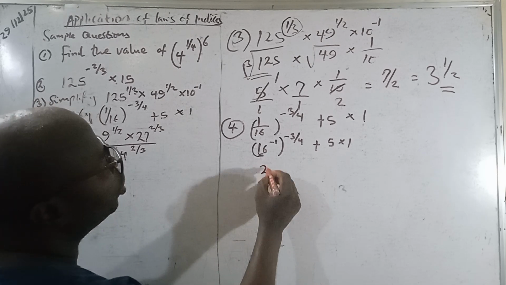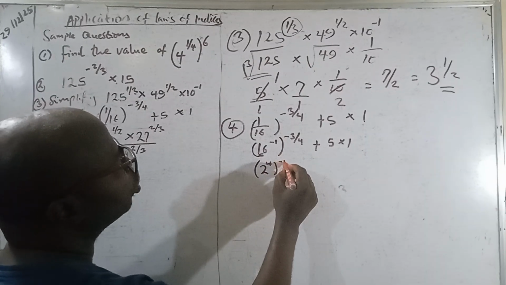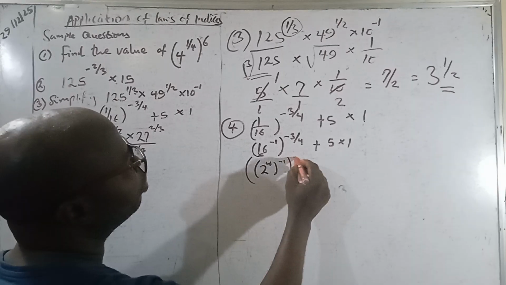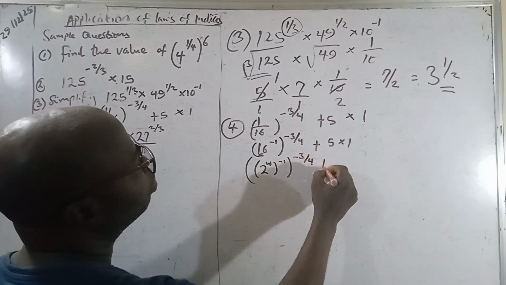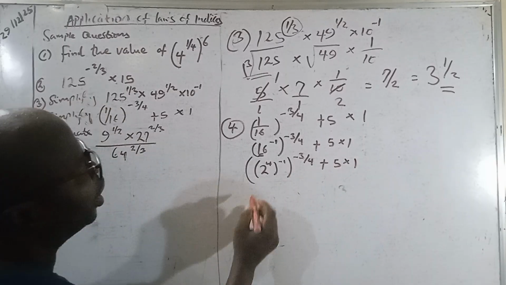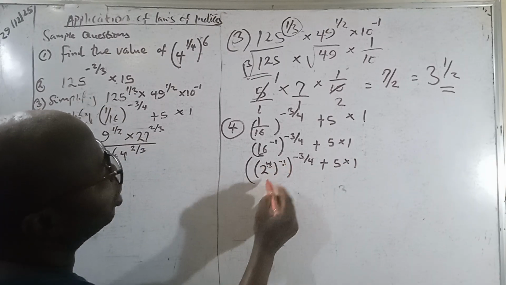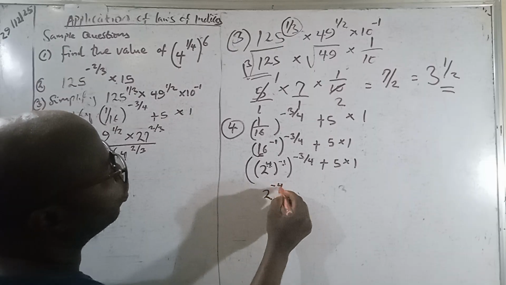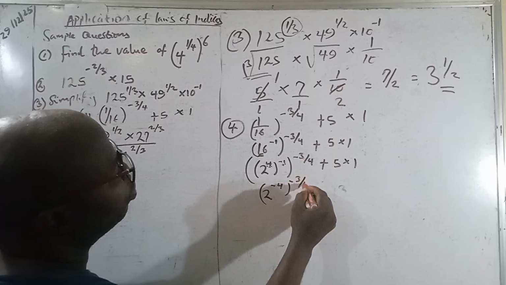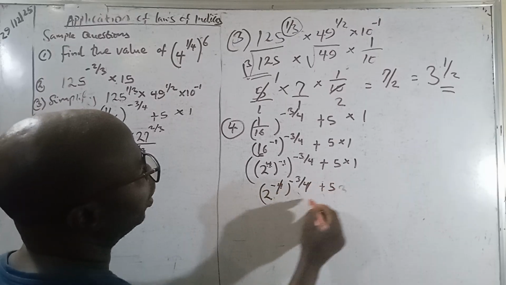Okay, 2 raised to power 4 is 16. Then raised to power minus 1. Everything again raised to power minus 3 over 4 plus 5 times 1. All right. 2 raised to power 4, then minus 1, that becomes double power. This multiplied by this, it becomes 2 raised to power minus 4, raised to power minus 3 over 4. Of course, this 4 we cancel this 4, we have plus 5.